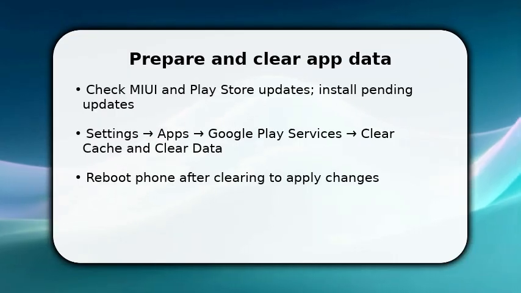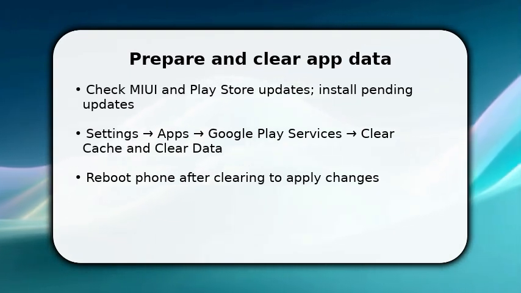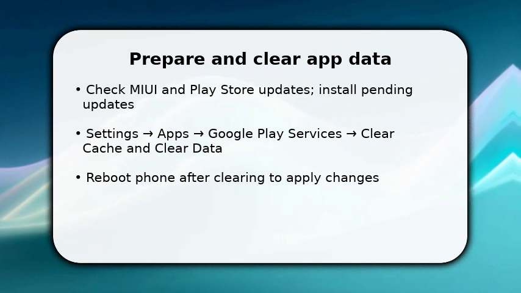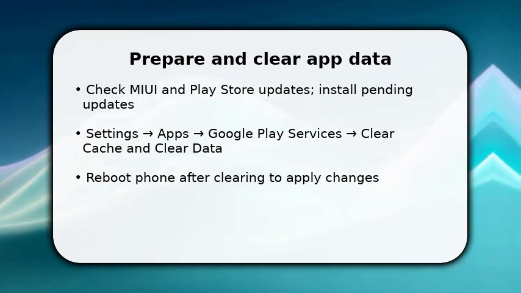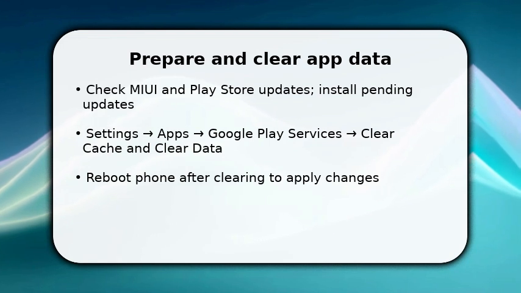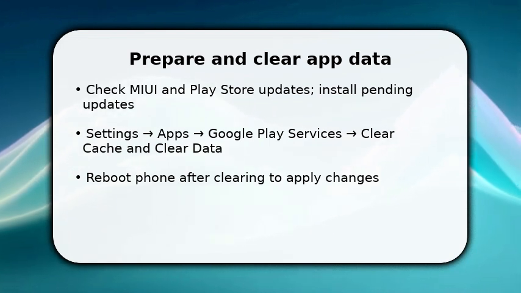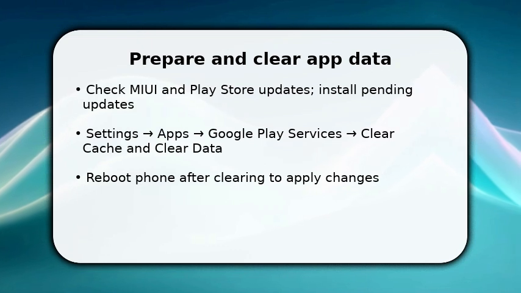You start by fixing the app state. Update MIUI and Play Store so compatibility isn't the issue. Once done, go to Settings > Apps > Google Play Services, and tap Clear Cache, then Clear Data. This removes corrupted temp files and resets service state.